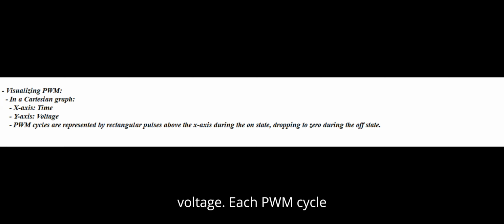If the pulse width modulation, PWM, frequency is constant, the total time for one cycle will remain the same, but the pulse width can vary to adjust power output. On a Cartesian graph, the x-axis represents time, while the y-axis represents voltage. Each PWM cycle appears as a rectangular pulse above the x-axis for the duration of the on state, followed by a drop to zero during the off state.